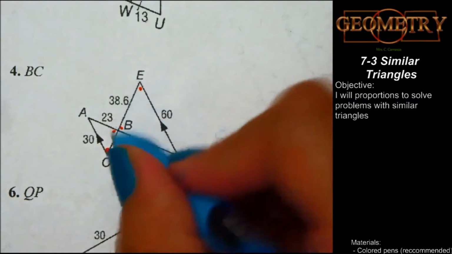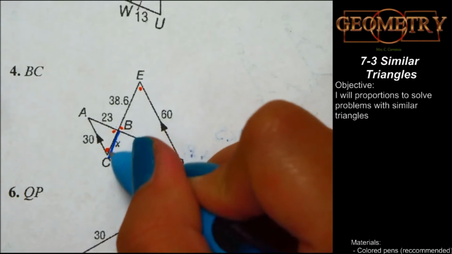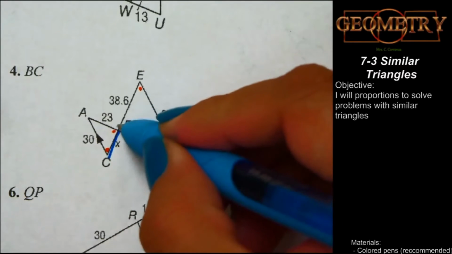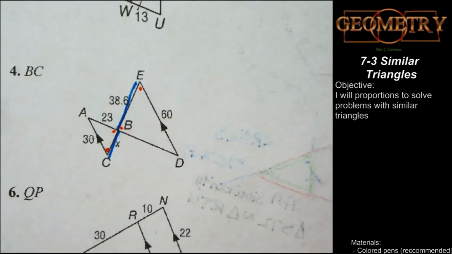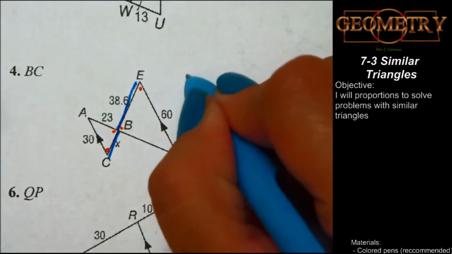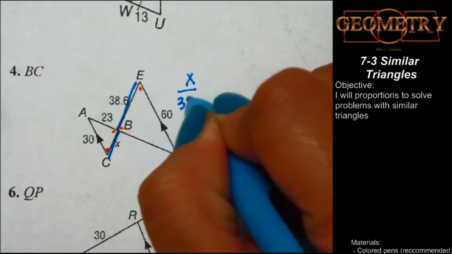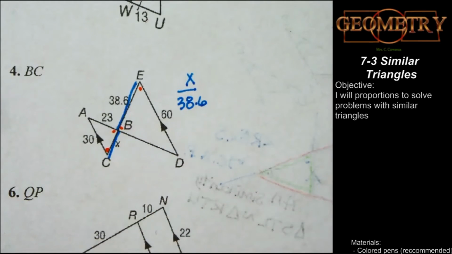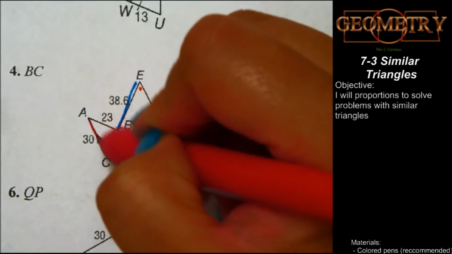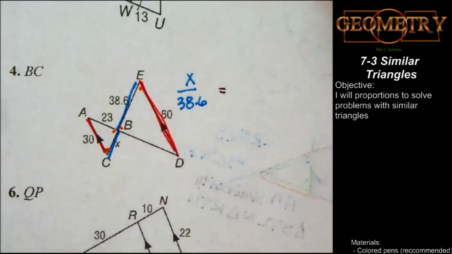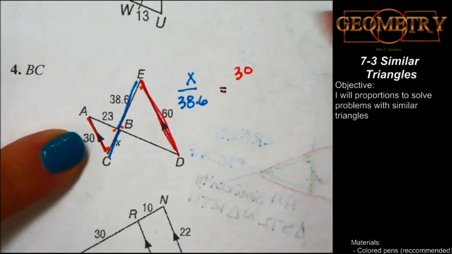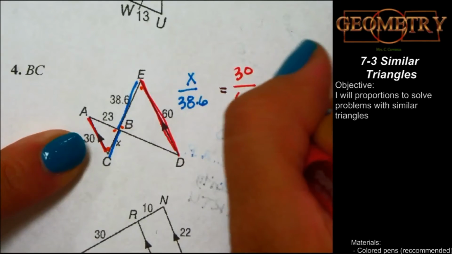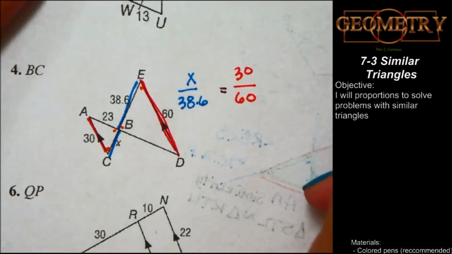In order to find that out, I want to know what side corresponds to this one. Because we have alternate interior angles, it's going to be this side that corresponds with x. And so I can set up my fraction as x over 38.6. I need another pair of sides to set this equal to, and I notice I have information about my parallel sides: 30 and 60. Let's start with the small one on top because I started with the small triangle on top on the other fraction. And this is 30 over 60.